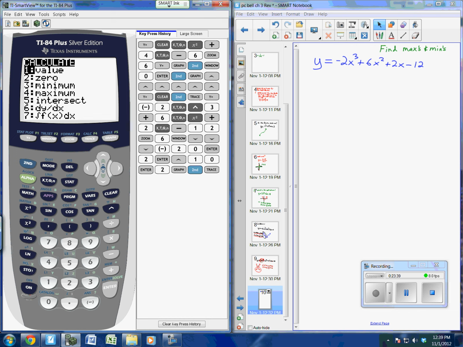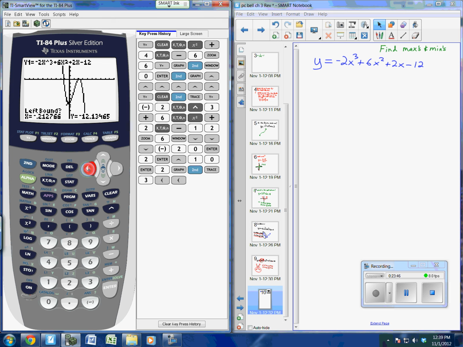I'm going to find the minimum first, which is 3. I need a left bound on that minimum. That means I have to go to the left of where the minimum is. The minimum is that low point right there. It's asking me for a left bound, so I go to the left and hit enter. It marks the left bound up there at the top with an arrow. Now it's asking me for a right bound. I mark that with another arrow. I know my point is in between, and it's asking me for a guess now. So I go to my guess, and I get that number right there, negative 0.15.